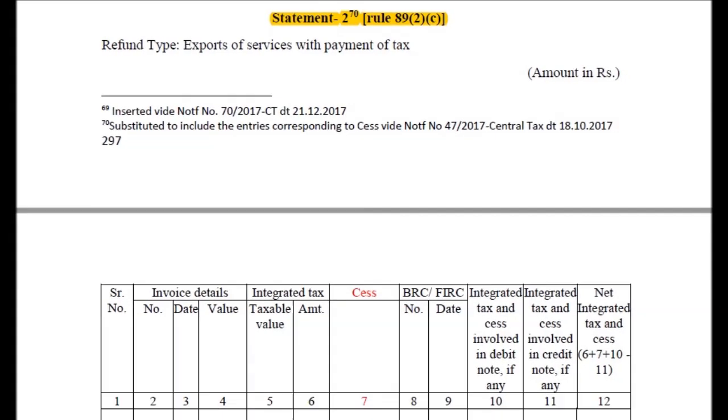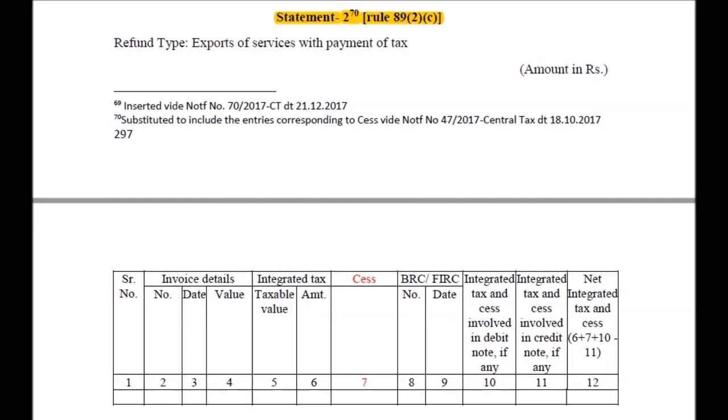So there is a change in procedure in case of export of service. In case of export of service, you have to fill out the refund application in GST RFD01. And one more important fact, because right now the refund application is not being processed electronically, for the time being manual filing of the refund application is also there. So the form is GST RFD01A. Form number is GST RFD01A.